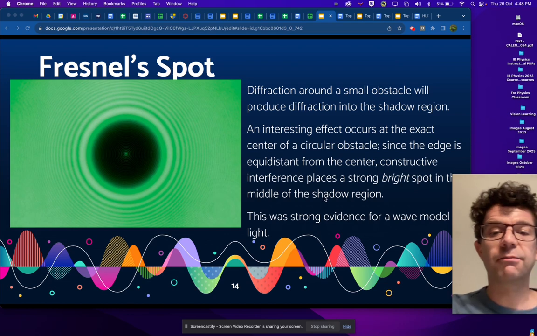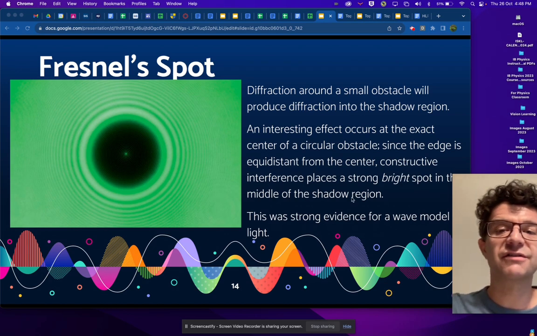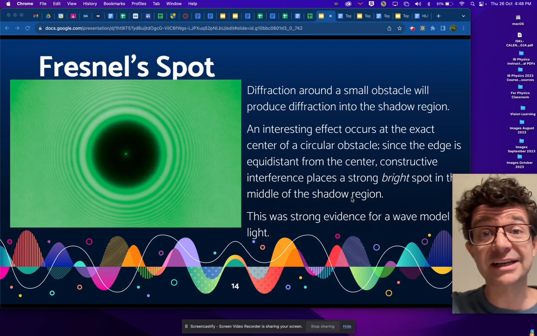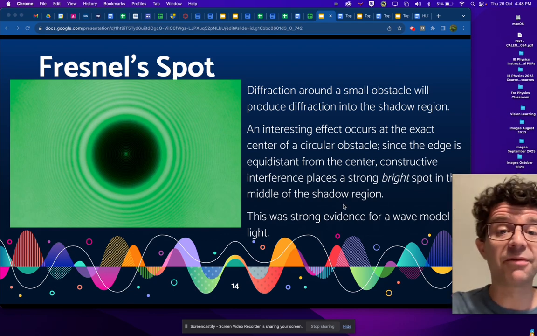This was originally one of the strongest pieces of evidence for the wave model of light, in opposition to Newton's model of light, which said that light was made up of particles. Of course, when we get back to quantum mechanics later, we'll have more to say about this.